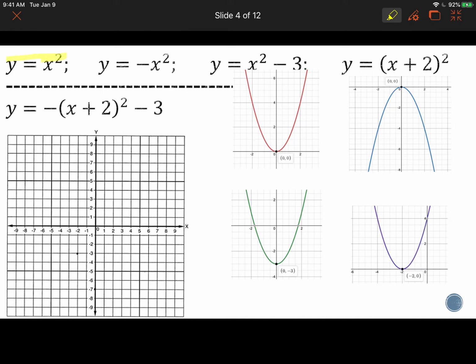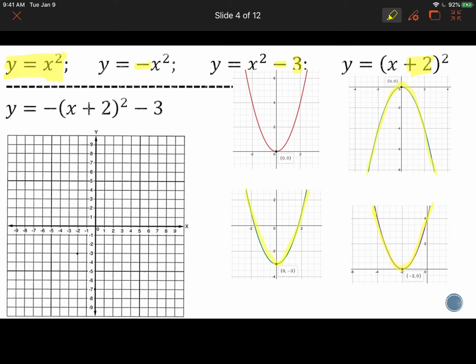If you recall, we said the original function, also known as the parent function, is y is equal to x squared. However, when we added a negative in front of my x squared, that gave us a reflection over the x-axis. When I subtracted 3, that shifted every single point down 3 units. And when I added x plus 2, that moved my graph to the left.